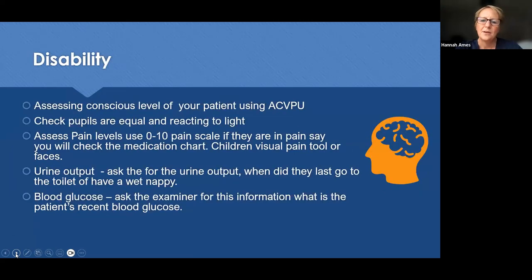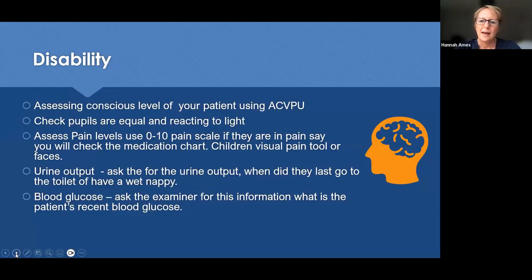On to disability, so conscious level of your child. So again, using ACVU, you don't need to do a full GCS unless your child is not alert, in which case you would move on to do your full GCS. You can check the pupils, make sure they're equal and reacting to light, and you need to assess pain levels in this station as well.